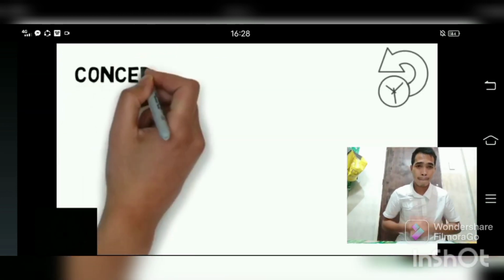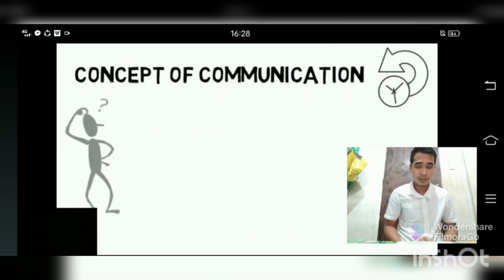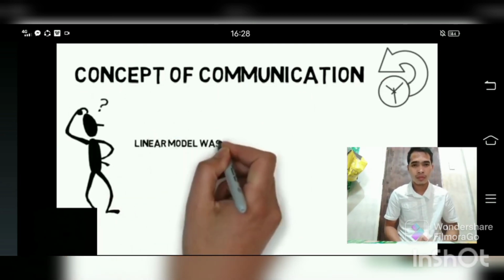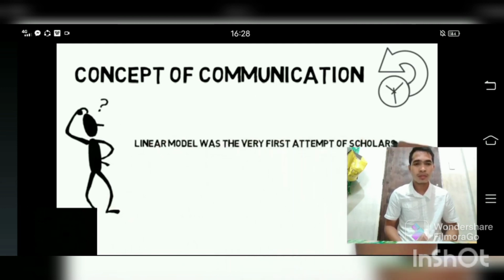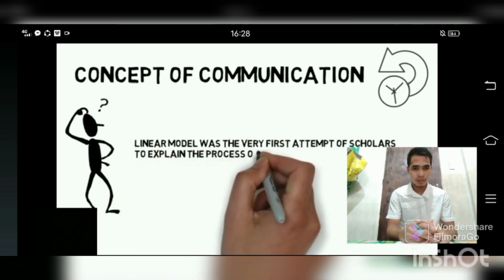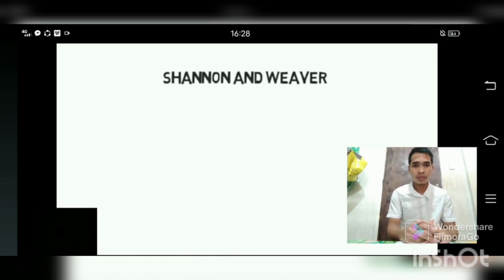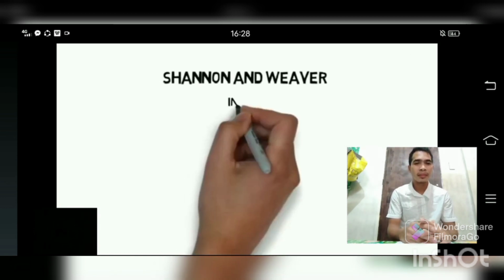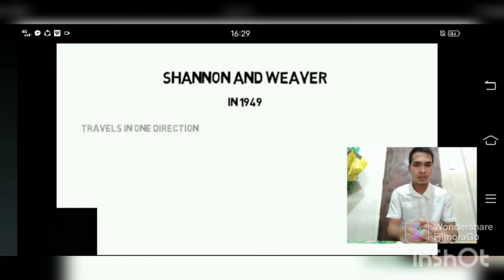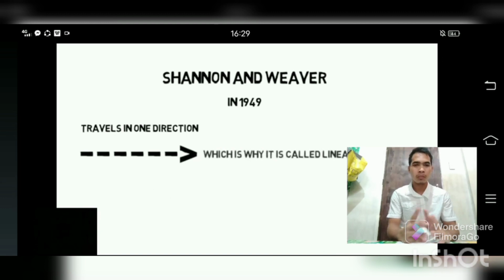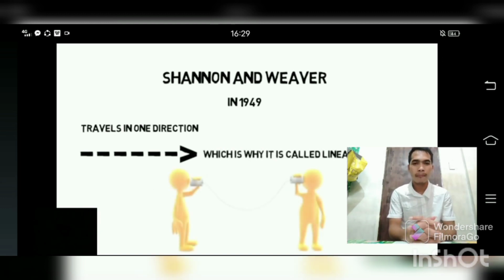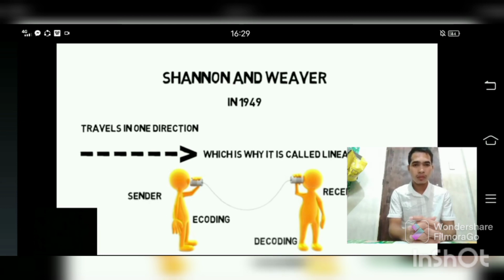Long ago, when the concept of communication as a study was new to the world, the linear model was the very first attempt of scholars to explain the process of communication. The linear communication model was first introduced by Shannon and Weaver in 1949. In this model, the message travels in one direction, which is why it is called linear, from the sender to the receiver. A source will take an idea, give it a meaning through words, and send it to a receiver through a channel. Once the message is sent, it is the receiver's job to extract the message out of it, or to decode it.